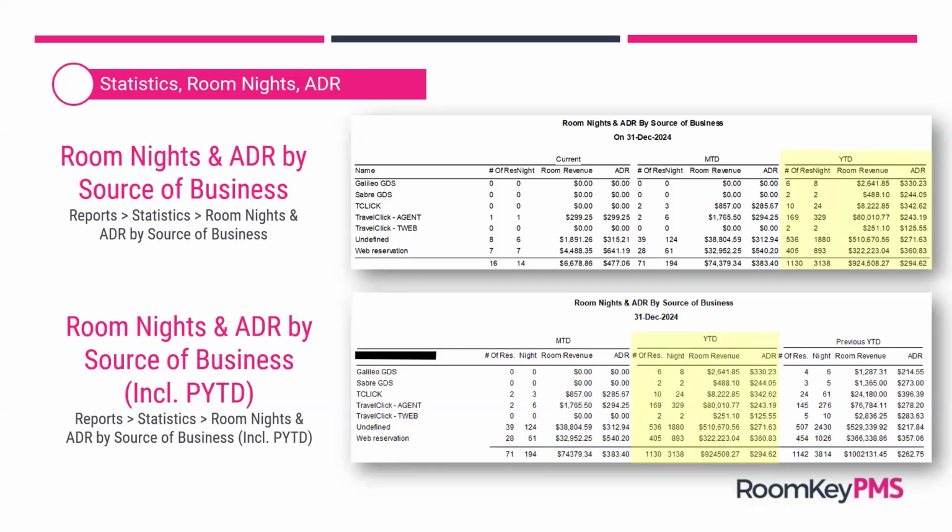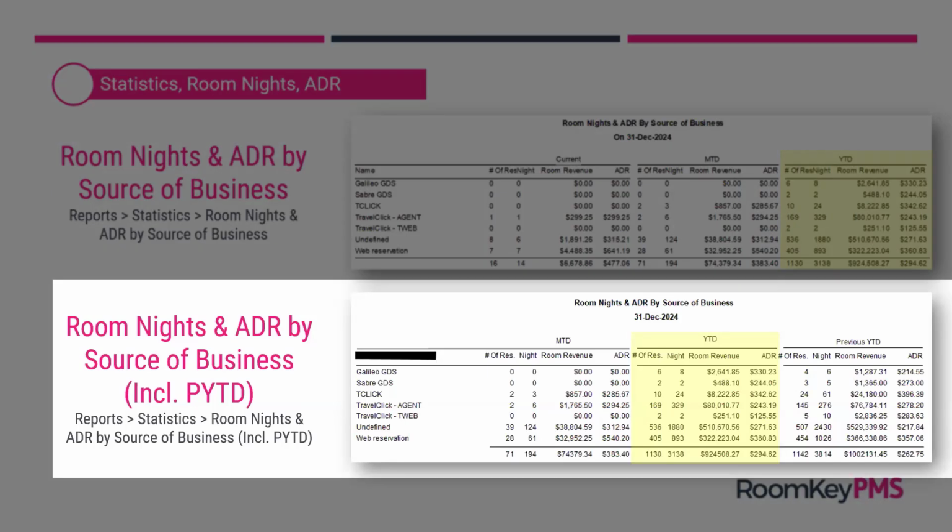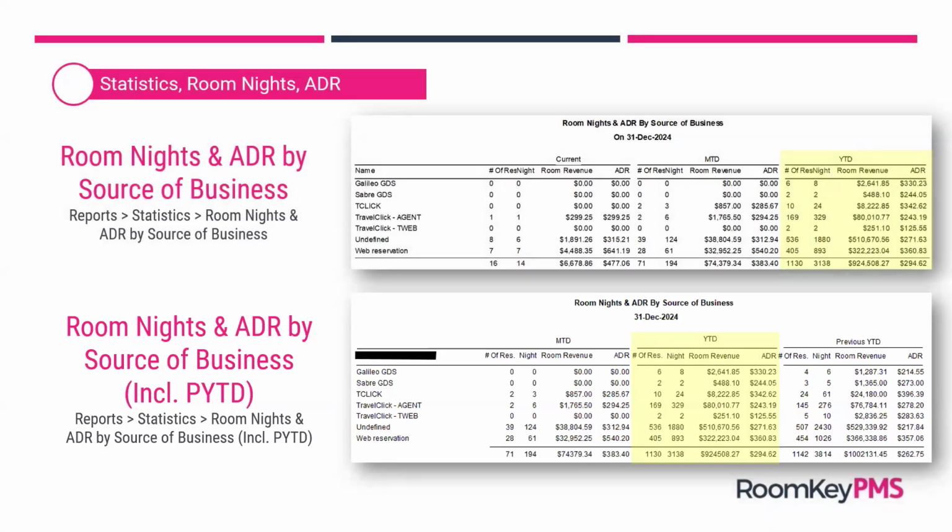So again, you can see we have two variations of this type of reporting. The benefit of seeing your previous year to date, or the second option at the bottom here, is that you'll have an additional column off to the right hand side that will show you your comparison year over year. So again, if you have been using Room Key for more than a year, you will start to see information populate into that previous year to date, or PYTD version of this reporting.